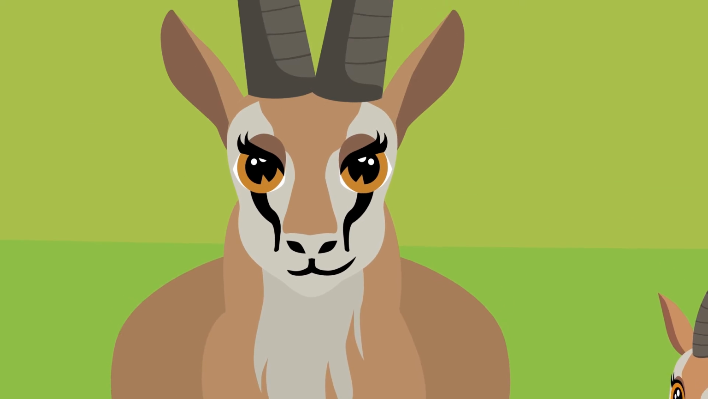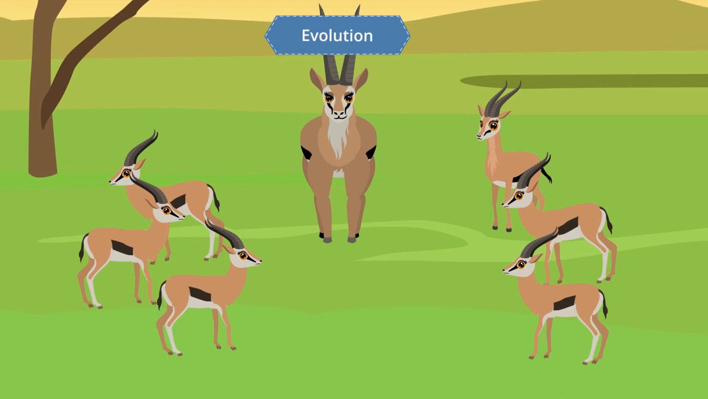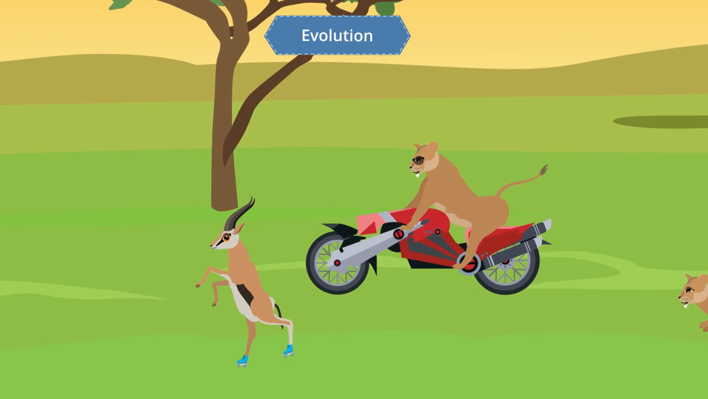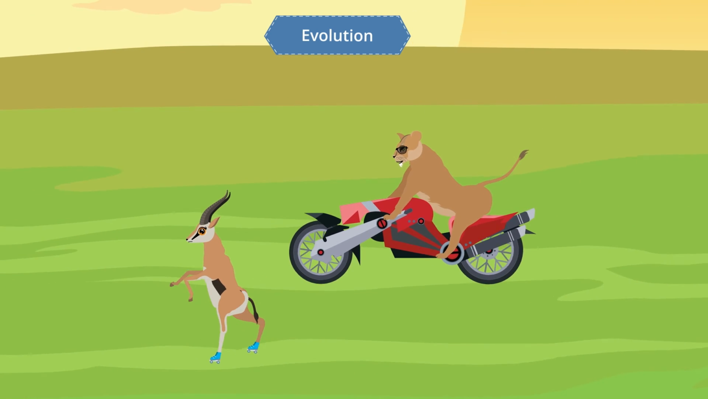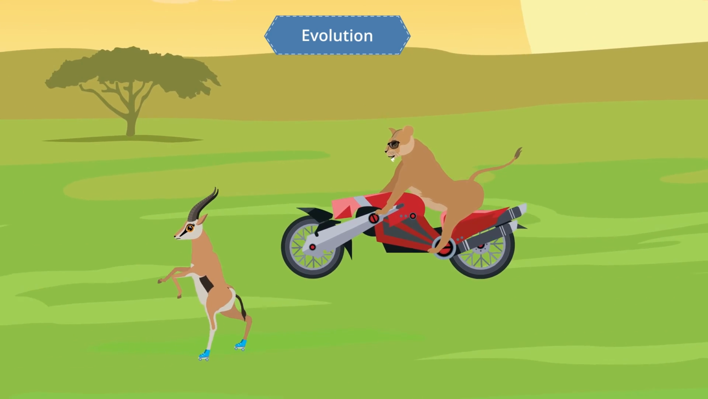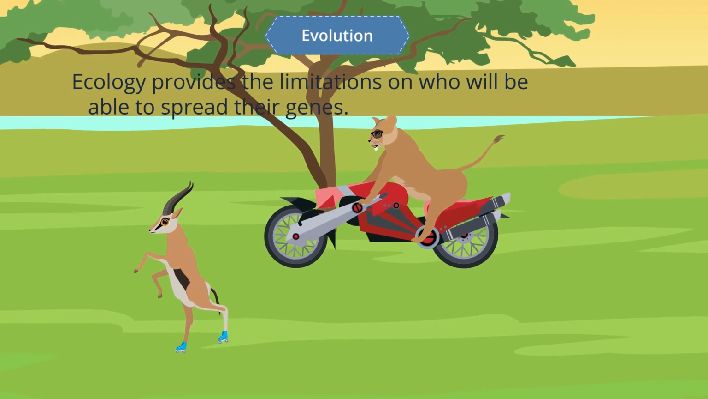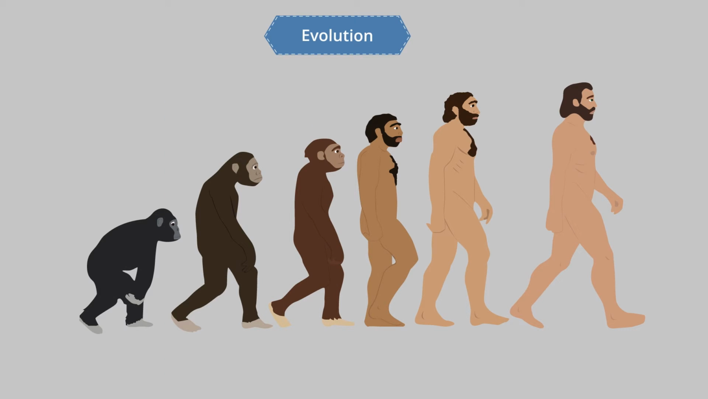Some individuals have traits that give them an edge in the competition. When new traits emerge and are passed on, the species develop. This is called evolution. Evolution gives rise to new specializations, which leads to increased biodiversity. So you could say that ecology is evolution in operation, since ecology provides the limitations on who will be able to spread their genes. And evolution, of course, applies to us humans as well.